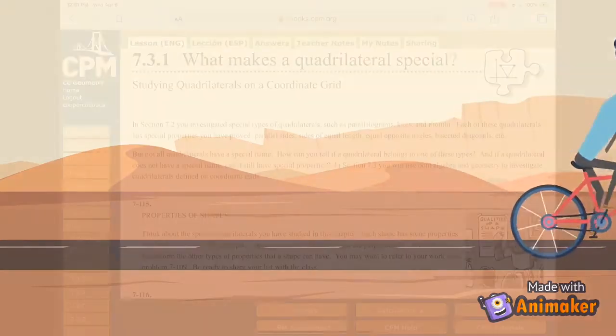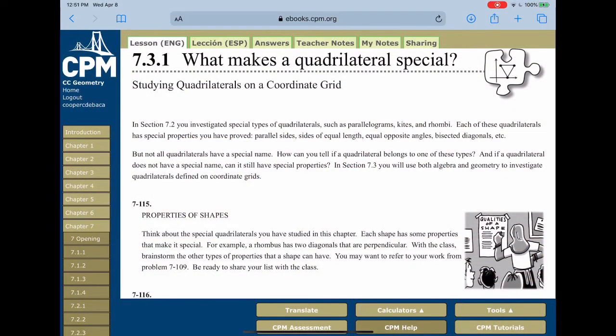Whatever. Let's get started. Today we begin the third section of Chapter 7 with Lesson 7.3.1. What makes a quadrilateral special? Studying quadrilaterals on a coordinate grid. You'll see that I'm in the ebook today, and I'll let you know why in just a moment. But first, go ahead and read the lesson introduction, and then problem 7-115.